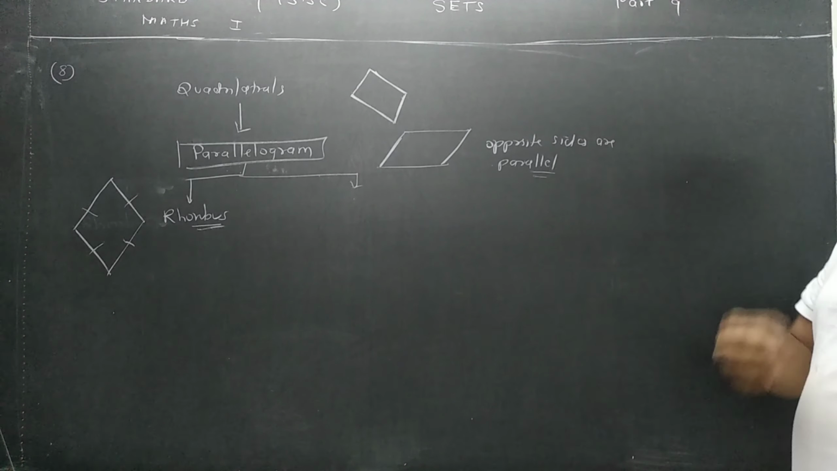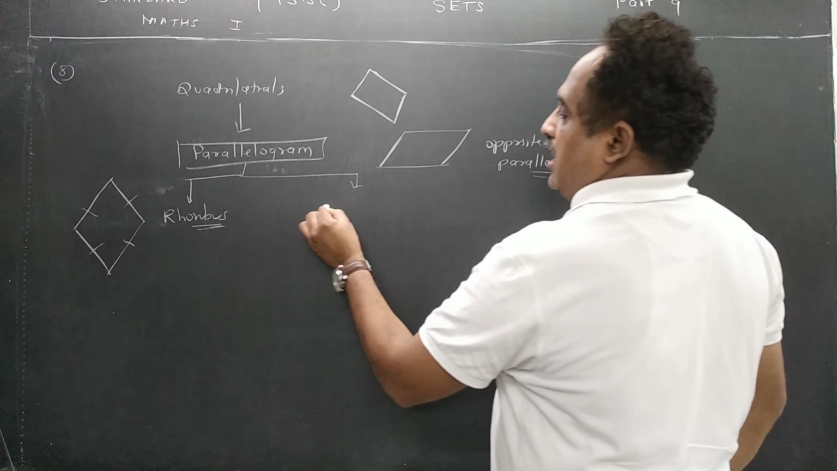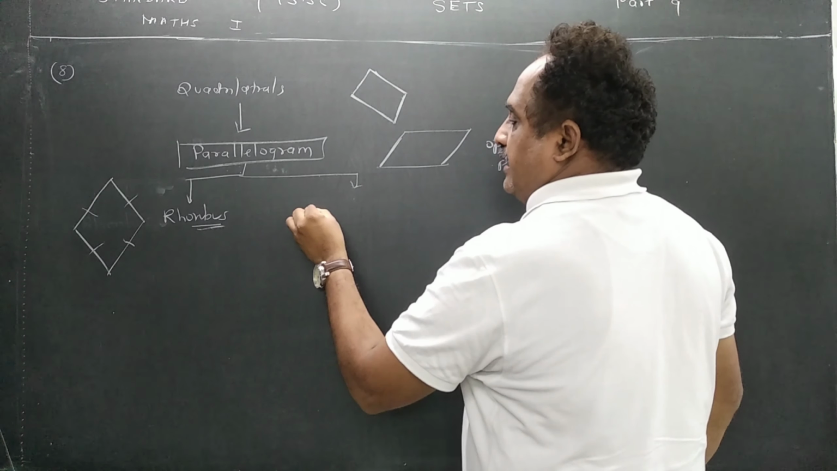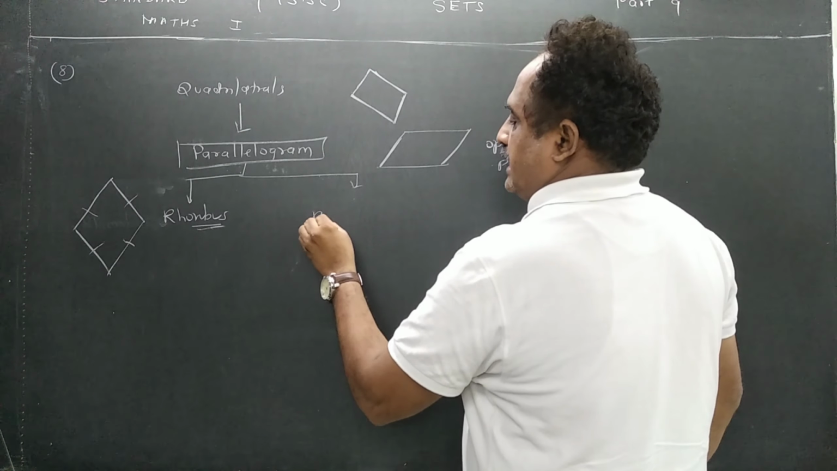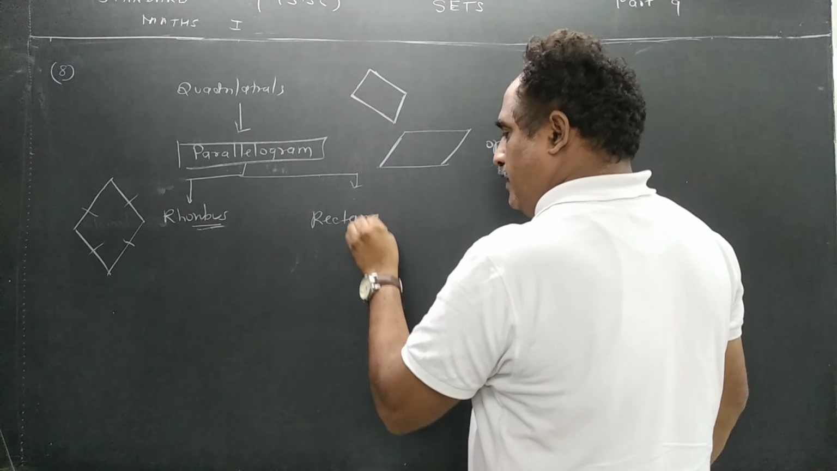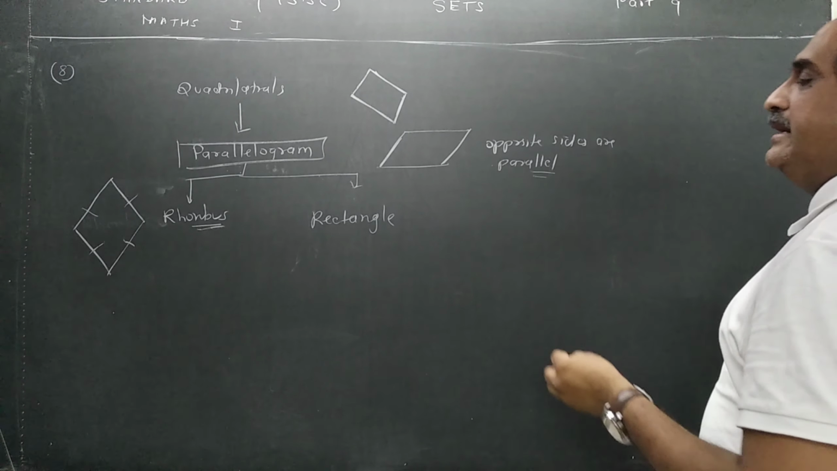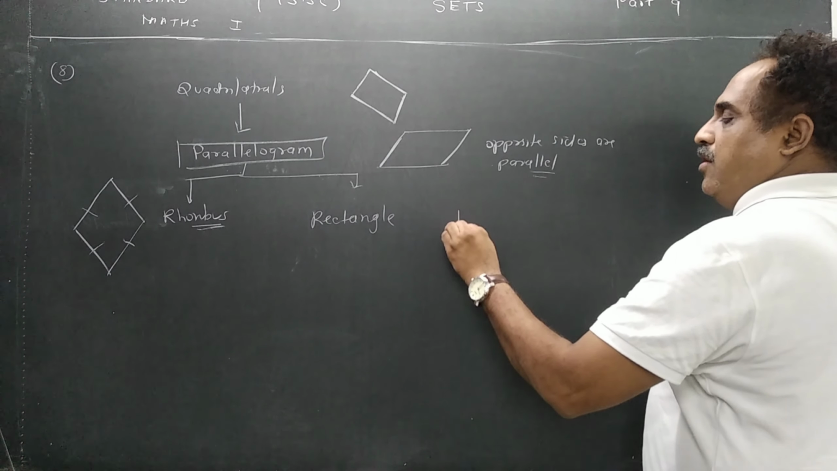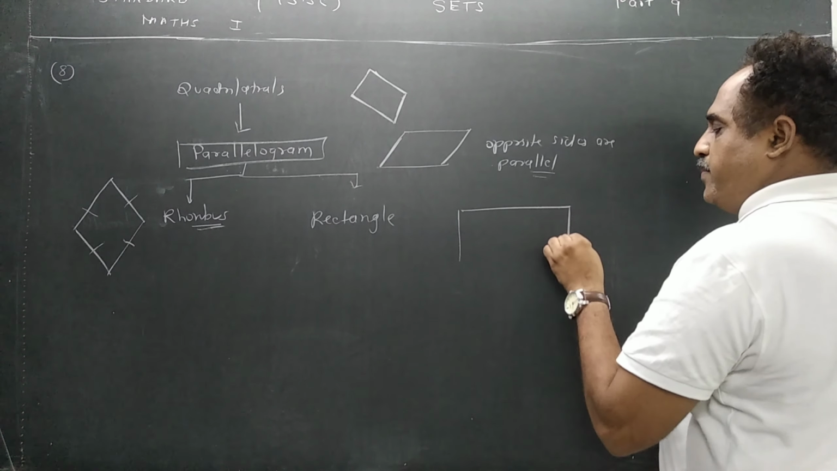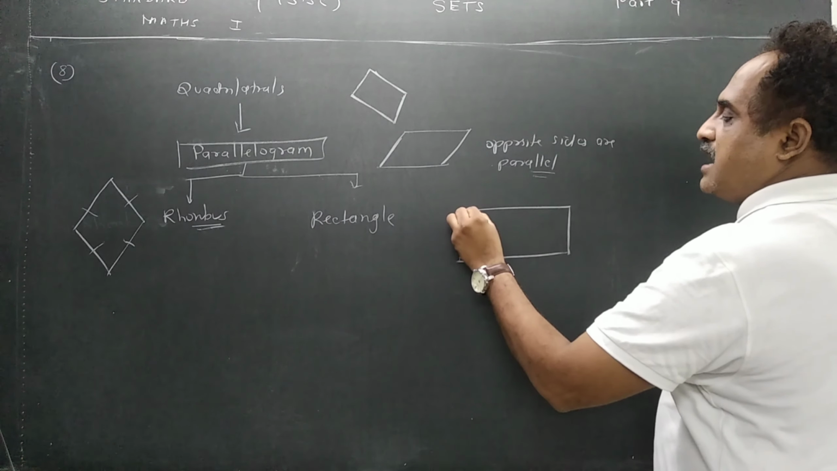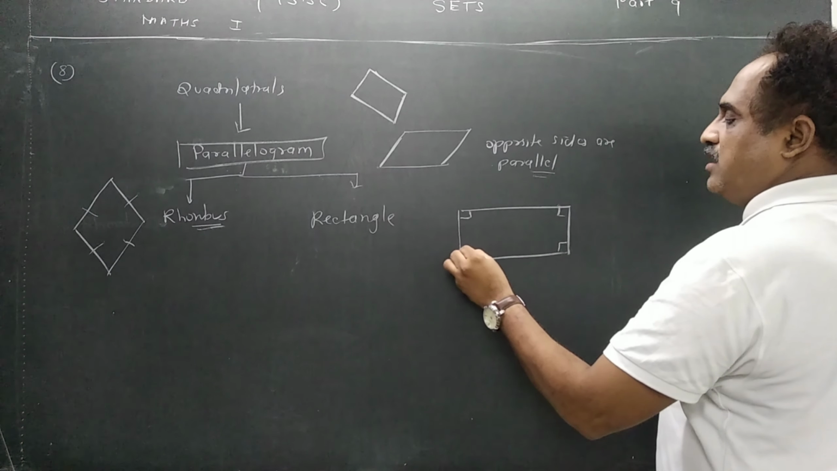Is it right? Then here we are having rectangle. So I will write rectangle. In rectangle, the main principle is when all angles are of 90 degree, it is called as what?